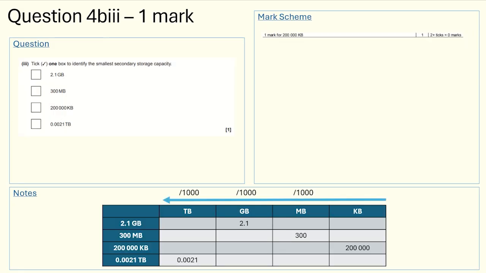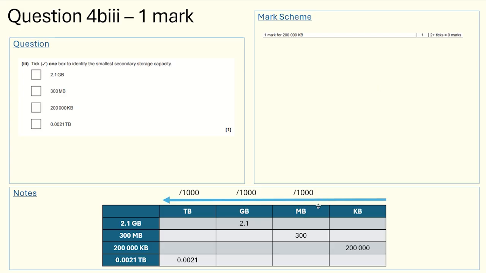Right, let's take a look at question 4BIII. This is a tick box question that's worth 1 mark, and we're looking for the smallest storage capacity in the 4 options that we've got there. And you can see that they are all in different units. The first one is in gigabytes, then megabytes, then kilobytes, and then terabytes. So we need to convert all of these into one common unit. So I'm going to convert them all into megabytes. Once they're all converted into megabytes, then we'll be able to compare them to see which one is the smallest.